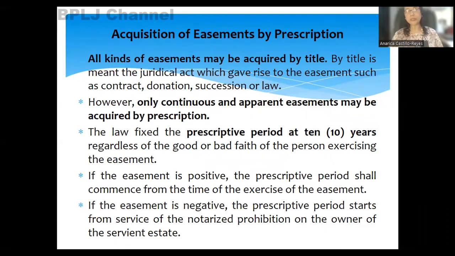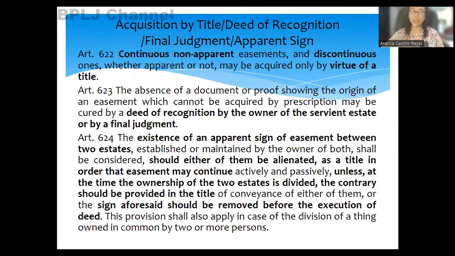The law fixed the prescriptive period at 10 years, regardless of the good or bad faith of the person exercising the easement. Now, the commencement will depend on whether it is a positive or a negative easement. If the easement is positive, the prescriptive period shall commence from the time that the easement is exercised. If it is negative, then the prescriptive period will begin from the time of service of the notarized prohibition on the owner of the servient estate.